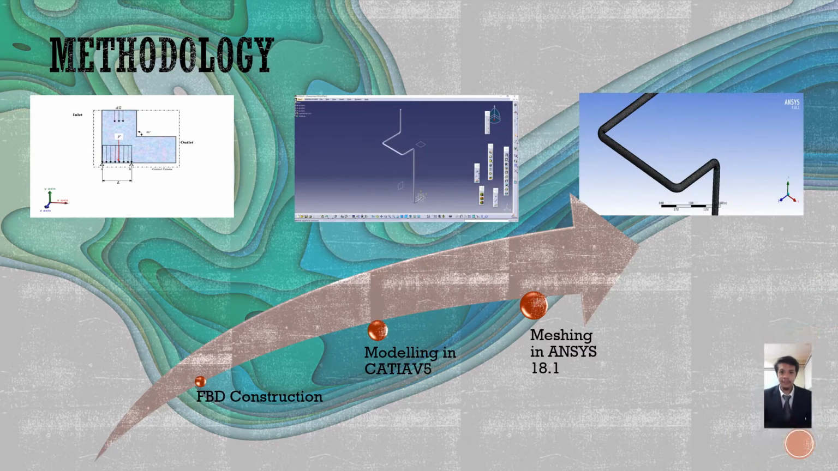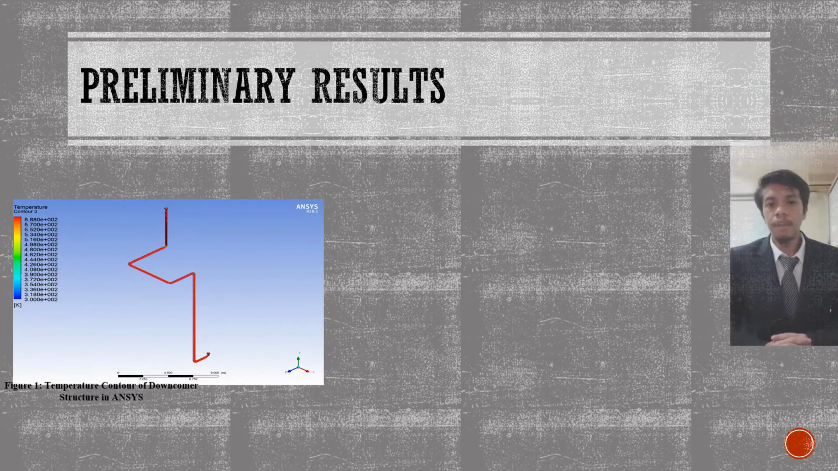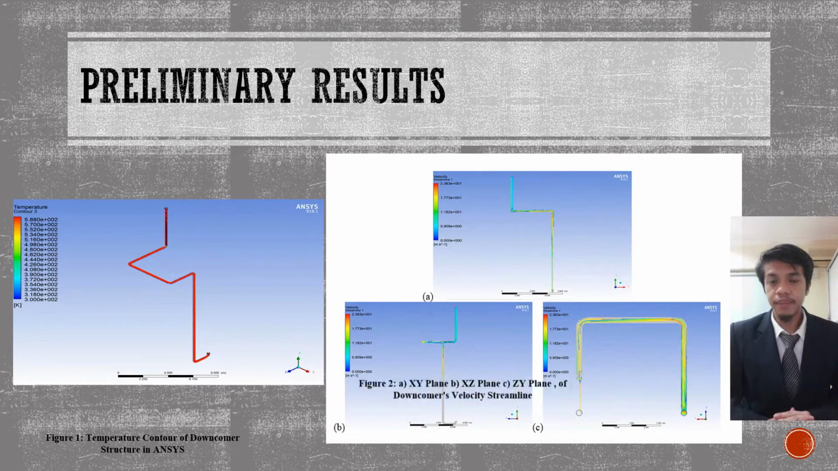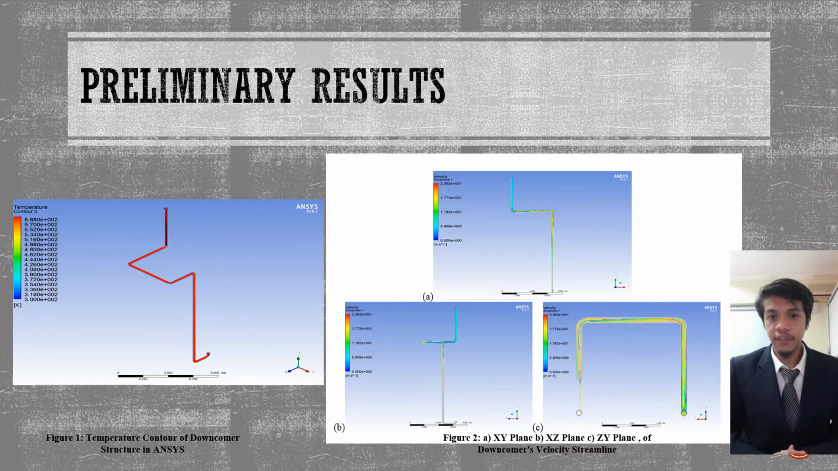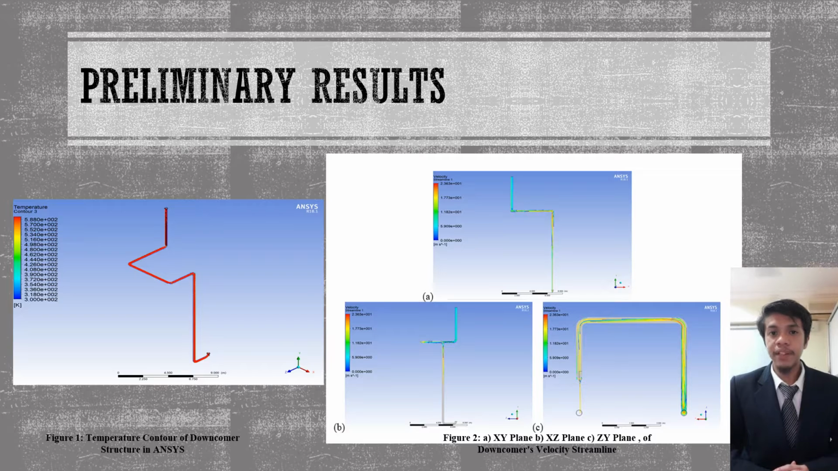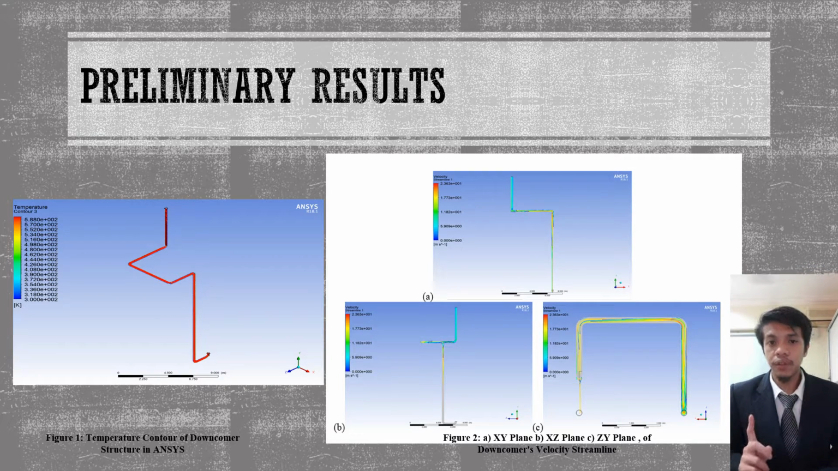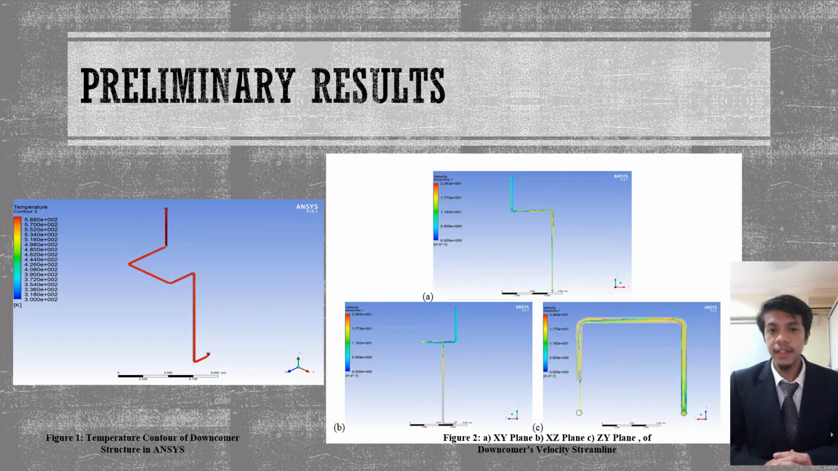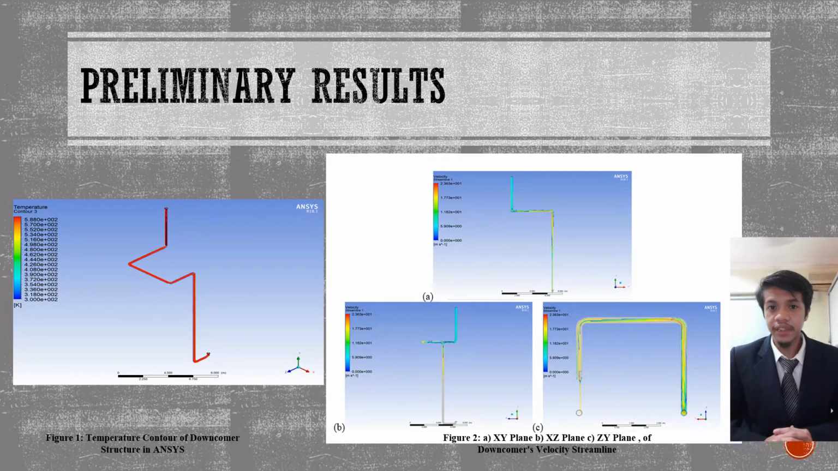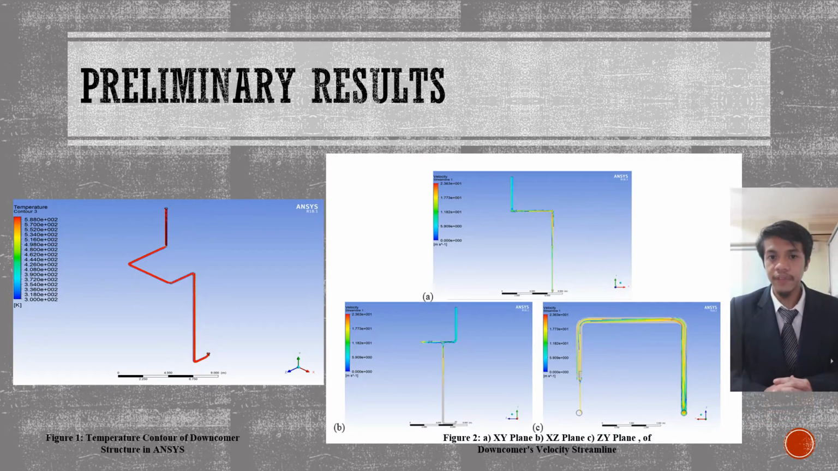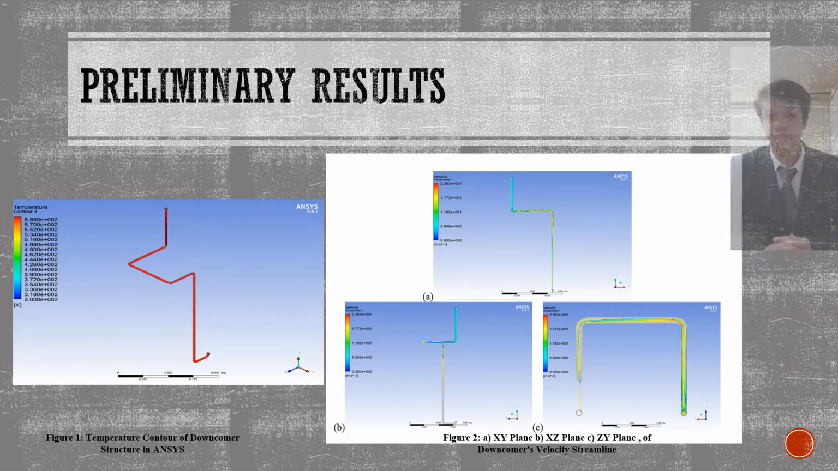Upon completion of meshing and iteration process in the CFD software ANSYS Fluent, the preliminary results of temperature control and velocity streamlines of the downcomer structure could be computed. Nevertheless, the nodes and elements of the structure would be improved for further and better analysis for the study of structural integrity of the generating tube under the fluctuations of heat transfer towards the end of the study.